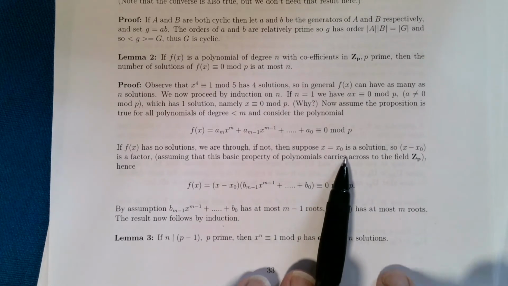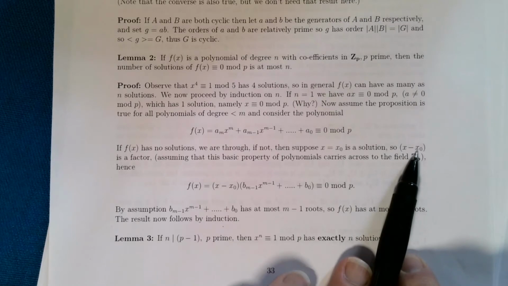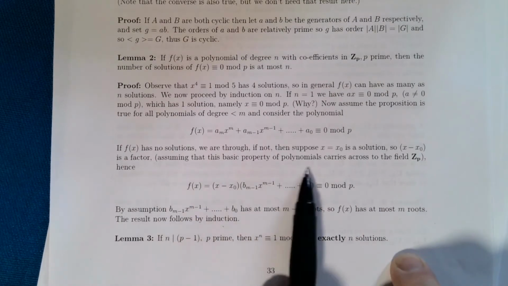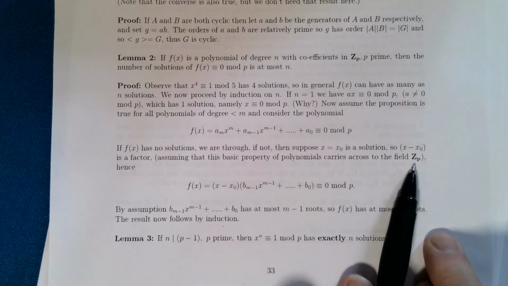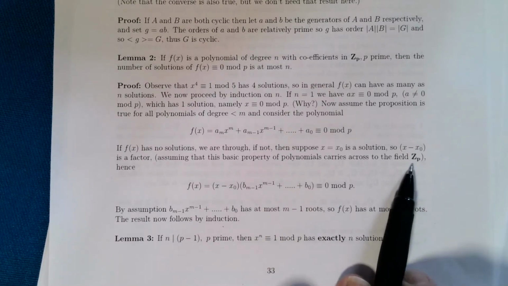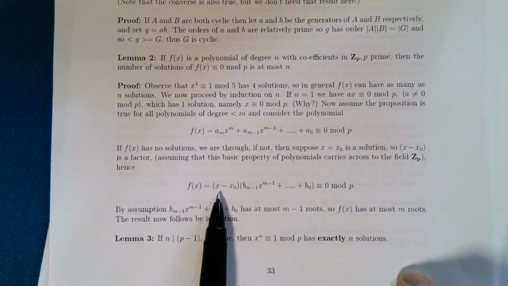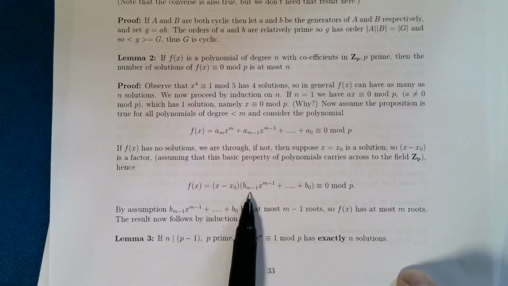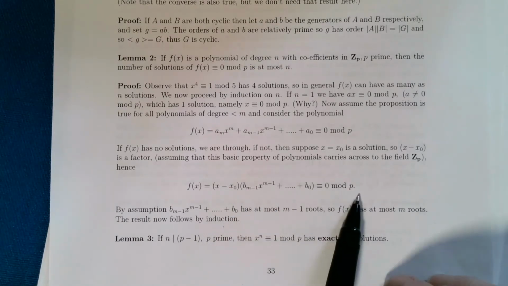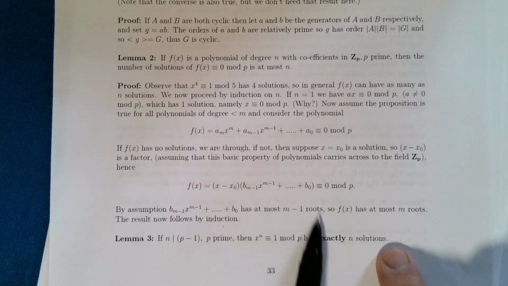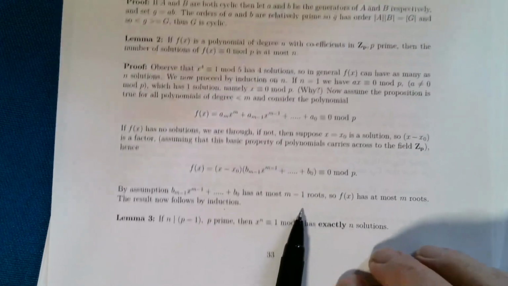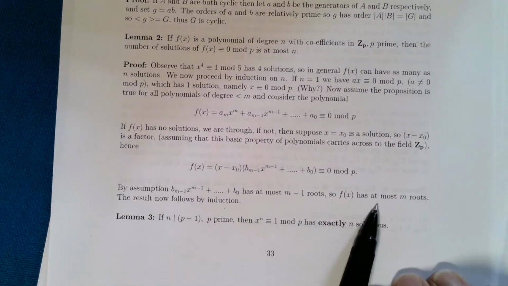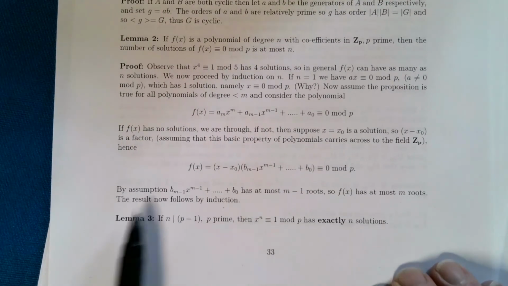Now, by the factor theorem, x minus x naught is a factor. And here I'm assuming the basic properties of polynomials carry across to the field Zp, which they do. So I can take this f of x here and I can factor it into x minus x naught times a polynomial of degree m minus 1, congruent to 0 mod p. And by assumption, this one has at most m minus 1 roots. And then f of x has those roots plus this one, and so f of x has at most m roots. And so the result now follows by induction.